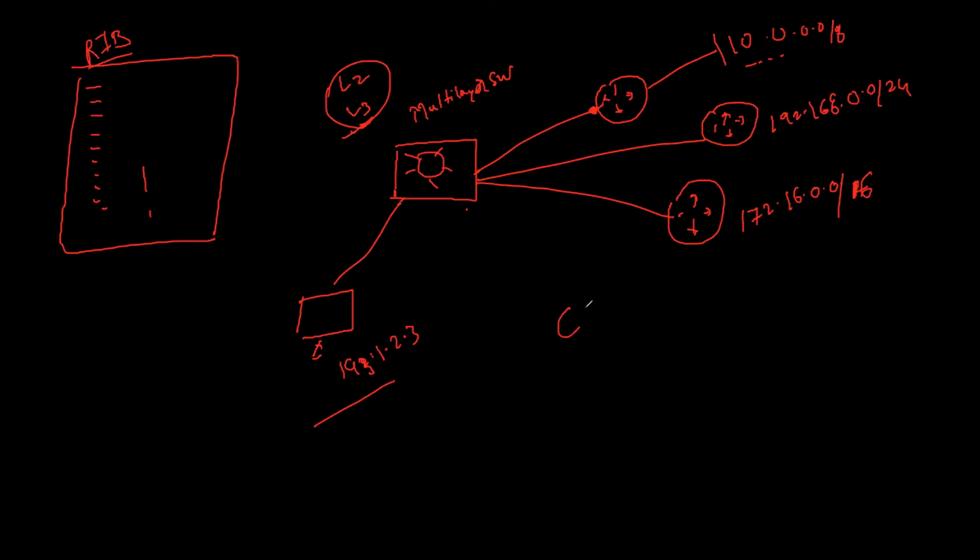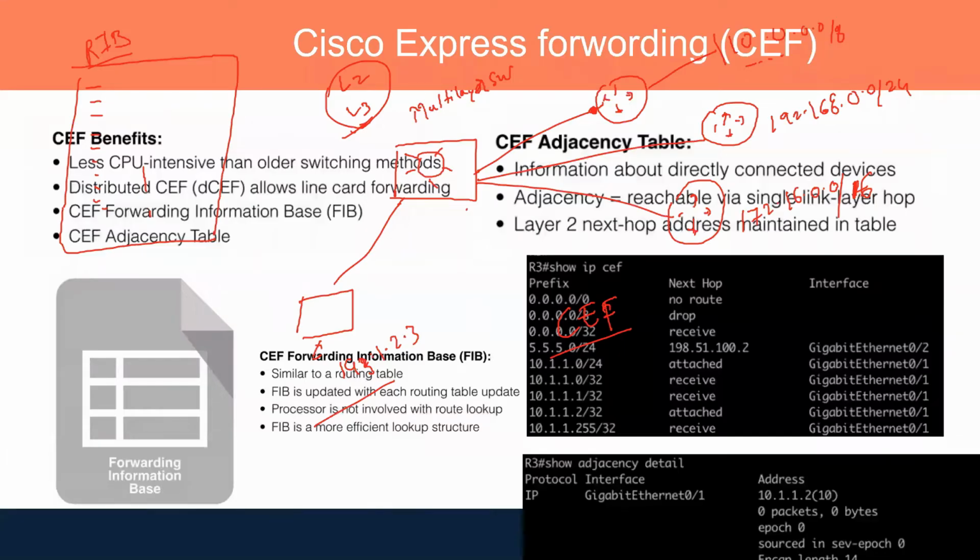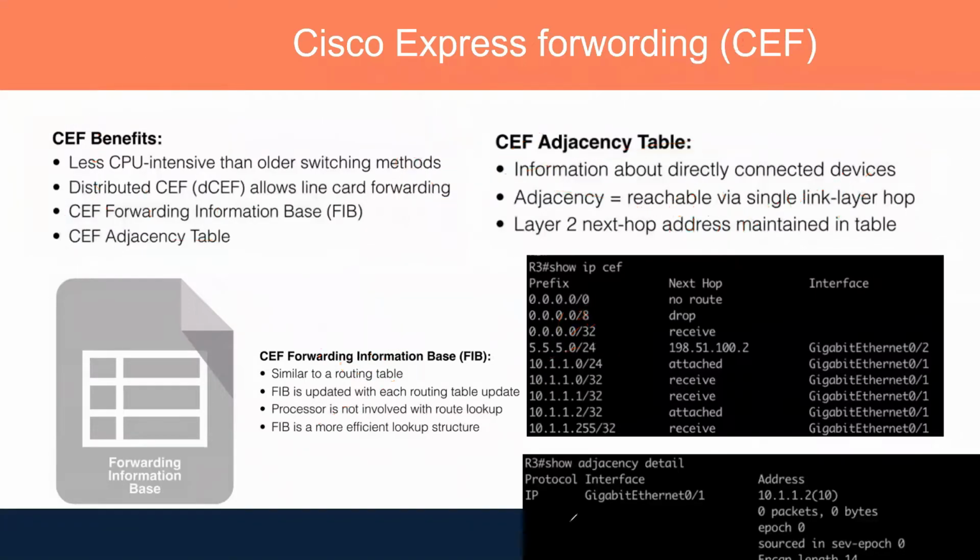We have another mechanism which is known as Cisco Express Forwarding. What happens in Cisco Express Forwarding? Let's understand via this one. This is going to reduce the time. This is reducing the time of your switching and forwarding basically.